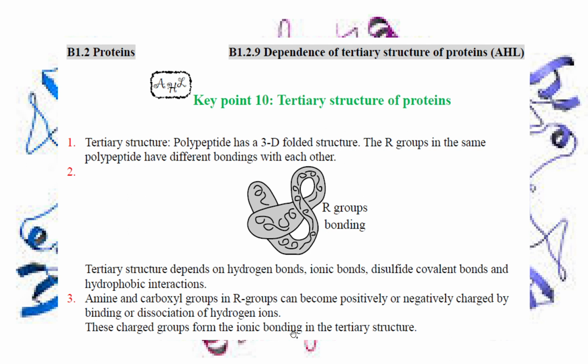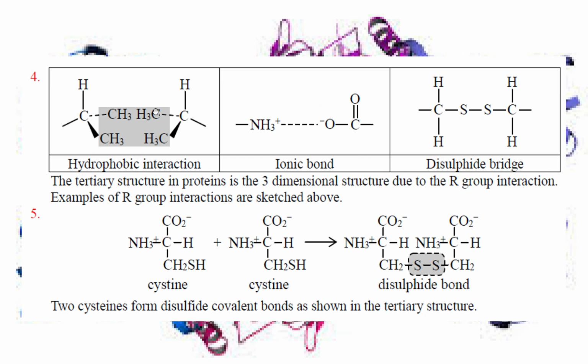And then why are they charged? Remember COOH, okay. Releasing the H becomes a negative charge. NH2 absorbing a hydrogen atom becomes positively charged, so they can be charged and form ionic bonds. The 3 examples you need to remember: first, the hydrophobic interaction between the hydrophobic part, non-polar part. You remember hydrophilic things attract each other. Hydrophobic things also attract each other. Okay, so they are hydrophobic, they are non-polar, so they can attract each other. We call it hydrophobic interaction.